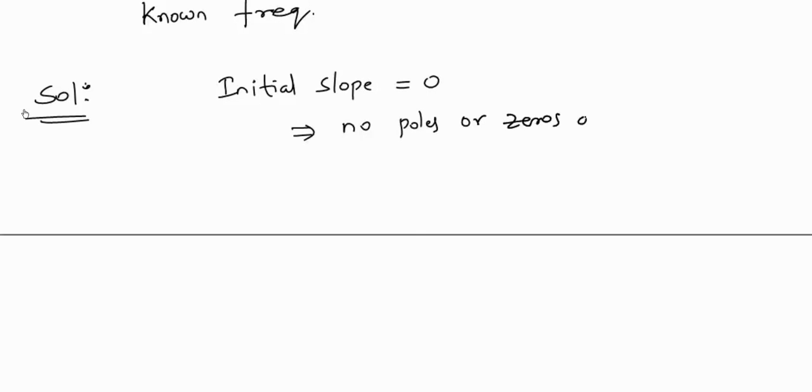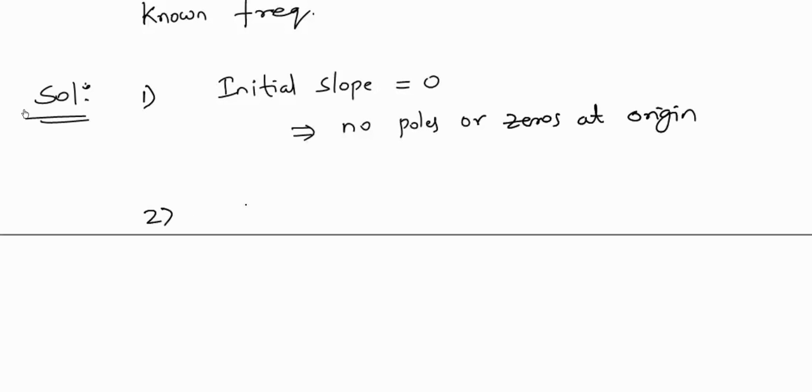So the first step here is we'll consider the initial slope. The initial slope is 0 here. There is no slope at initial, so therefore this implies no poles or zeros at origin. That is the first step.